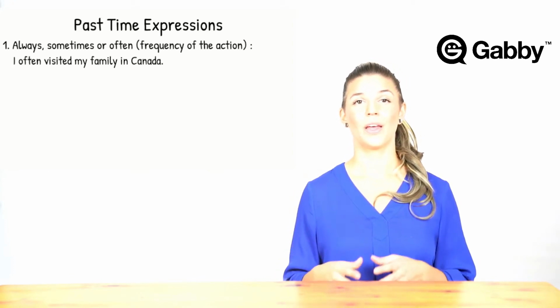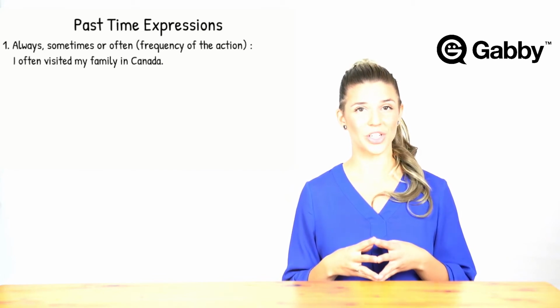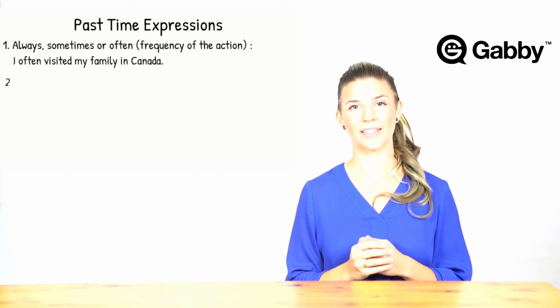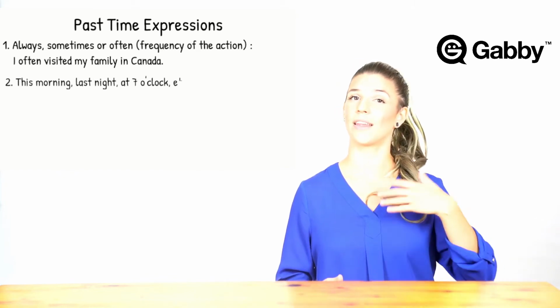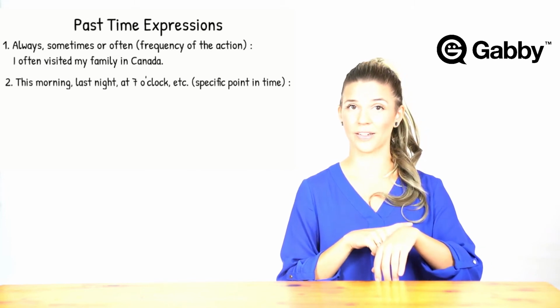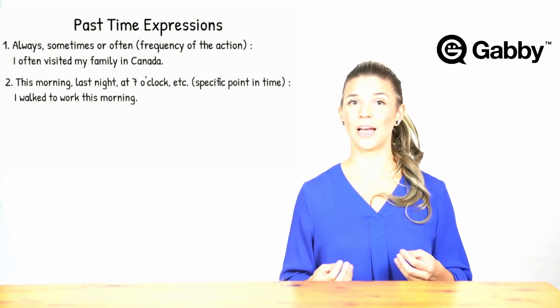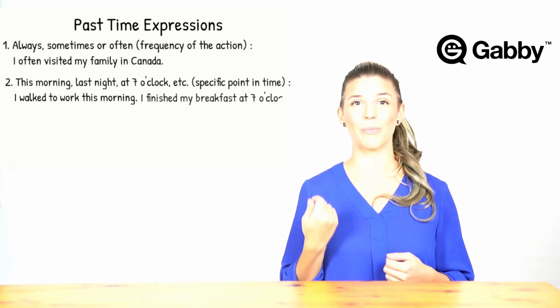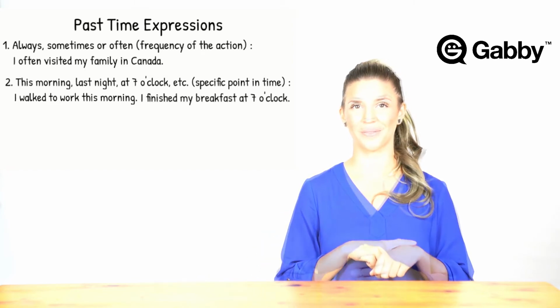Number 2, we use past time expressions to talk about a specific point of time in the past by using words like this morning, last night, at 7 o'clock. For example, I walked to work this morning. I finished my breakfast at 7 o'clock.